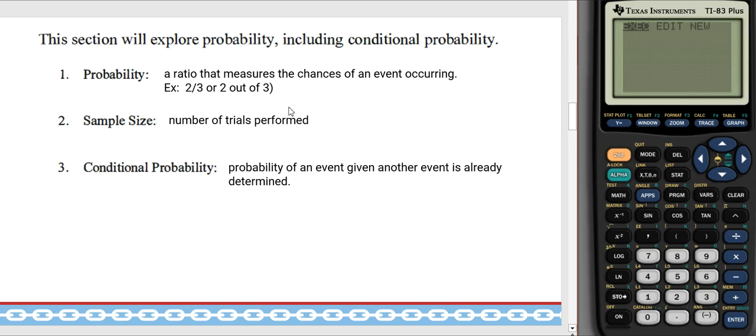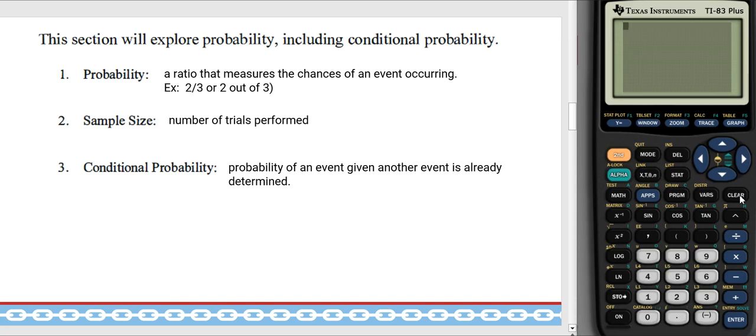That fraction would be somewhere between 0 and 1, with 0 being an impossible chance that the event occurs, and 1 being a guarantee that the event occurs. So by definition, probability is a ratio that measures the chances of an event occurring. It's expressed as a fraction like 2/3 or 2 out of 3. We could make that a decimal, 0.6 repeating. We might round that to 67%.